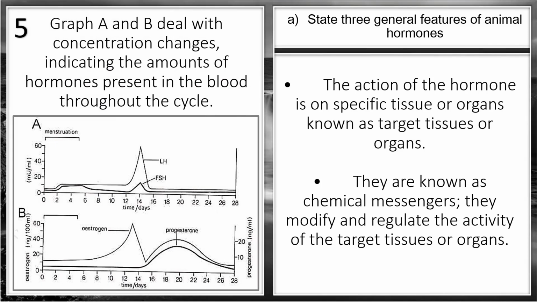The action of hormones is on specific tissues or organs known as the target tissues or organs. They are known as chemical messengers. They modify and regulate the activity of the target tissues or organs.